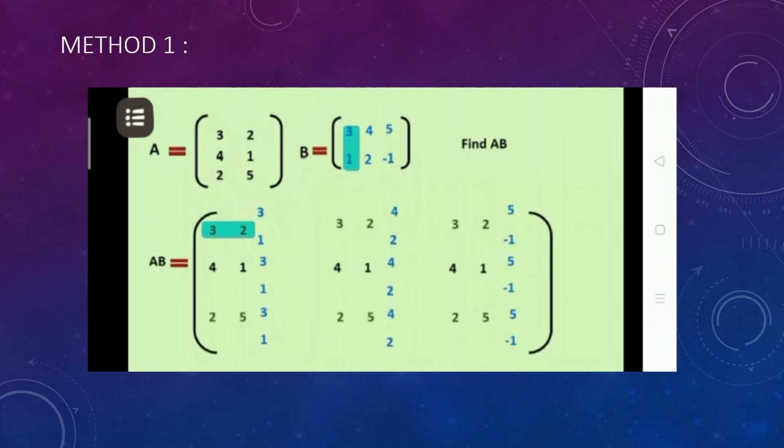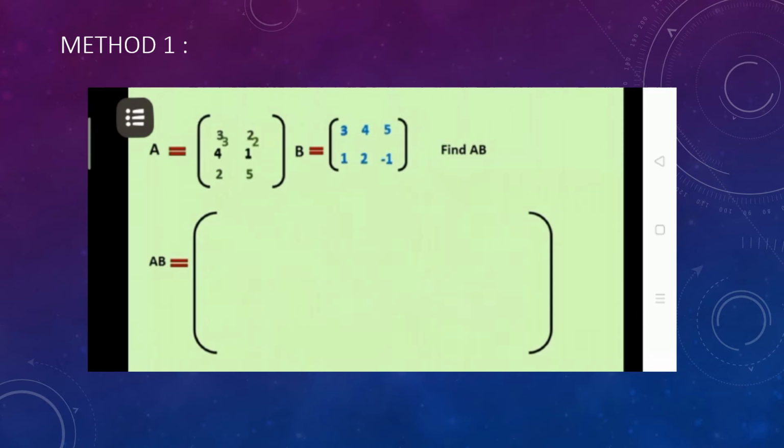First row first column, first row second column, first row third column. Second row first column, second row second column, second row third column. Third row first column, third row second column, third row third column. That is, we multiply first row 3, 2 with first column 3, 1. First row 3, 2 with second column 4, 2. First row 3, 2 with third column 5, minus 1. Second row 4, 1 with first column 3, 1. Second row 4, 1 with second column 4, 2. Second row 4, 1 with third column 5, minus 1.